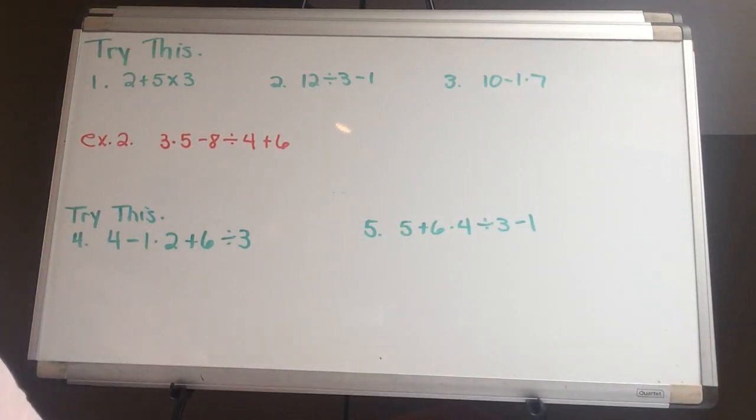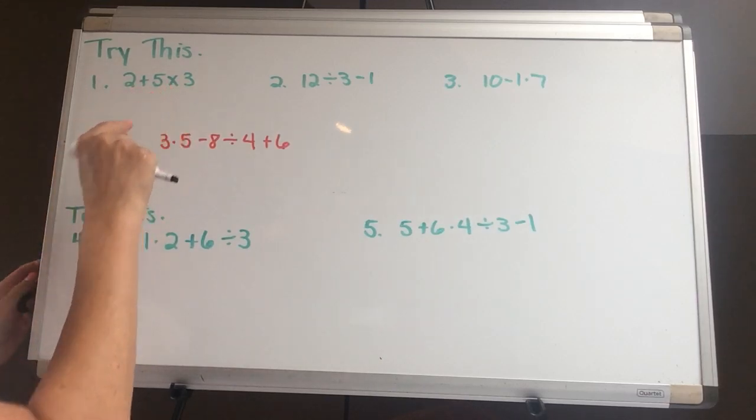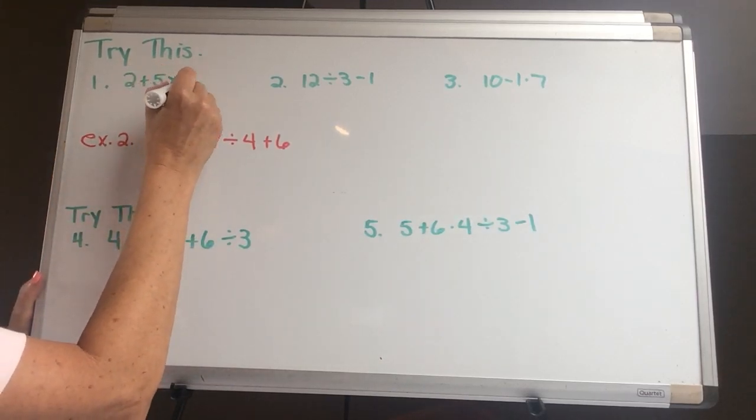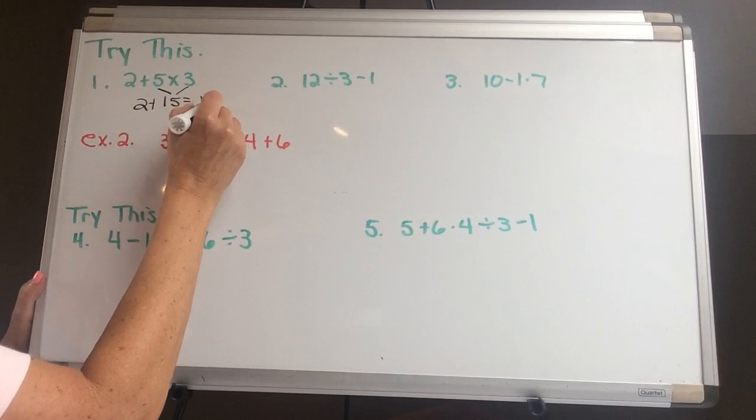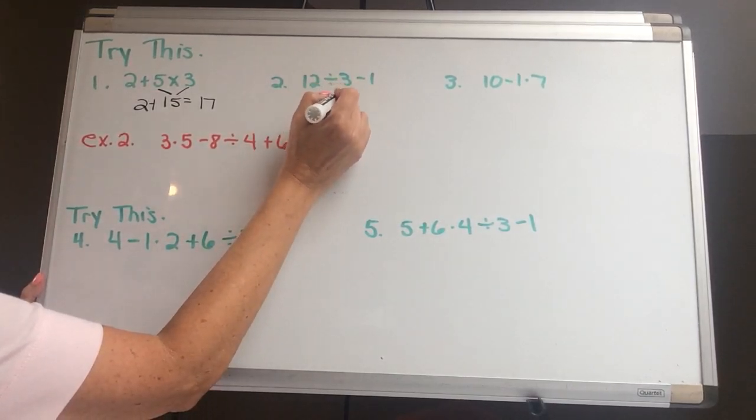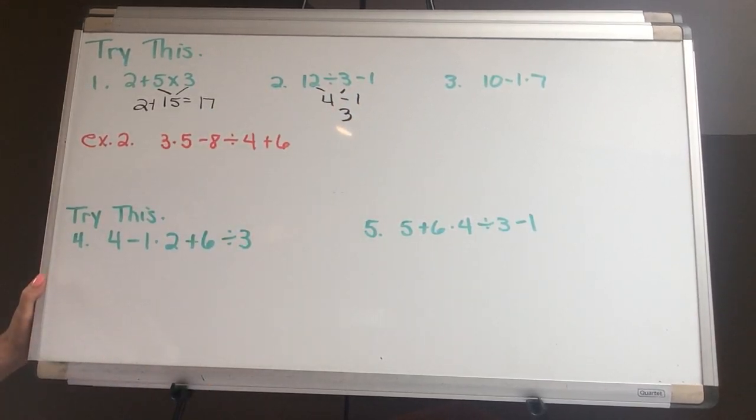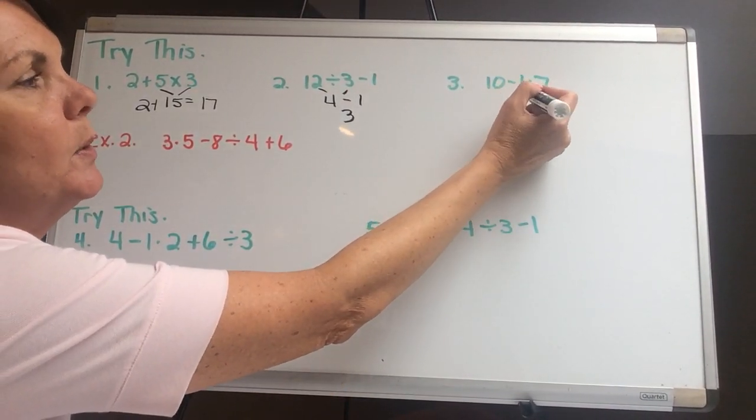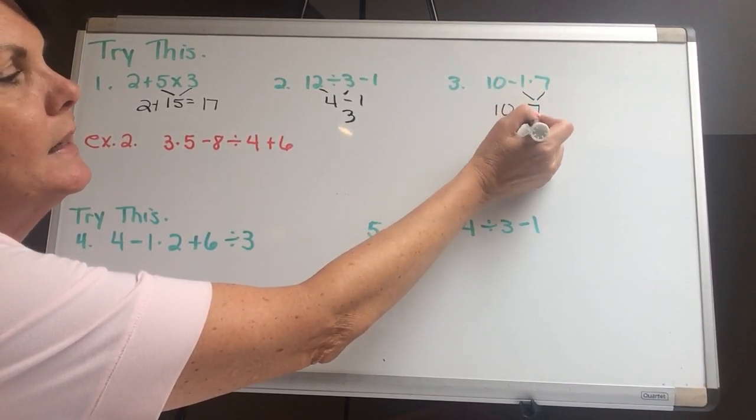let's try a couple. Number 1, 2 plus 5 times 3. My choice is addition or multiplication. Do multiplication first. 5 times 3 is 15, and 2 plus 15 is 17. Number 2, 12 divided by 3 minus 1. 12 divided by 3 is 4, minus 1 is 3. Number 3, 10 minus 1 times 7. Subtraction or multiplication? Do the multiplication first, and then 10 minus 7 is 3.